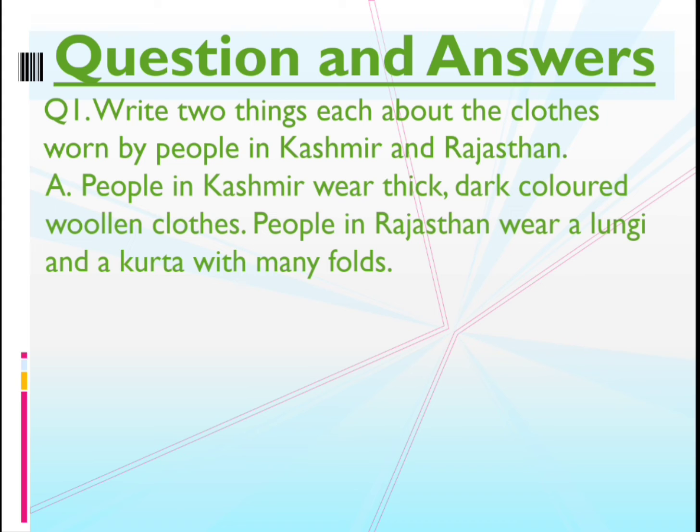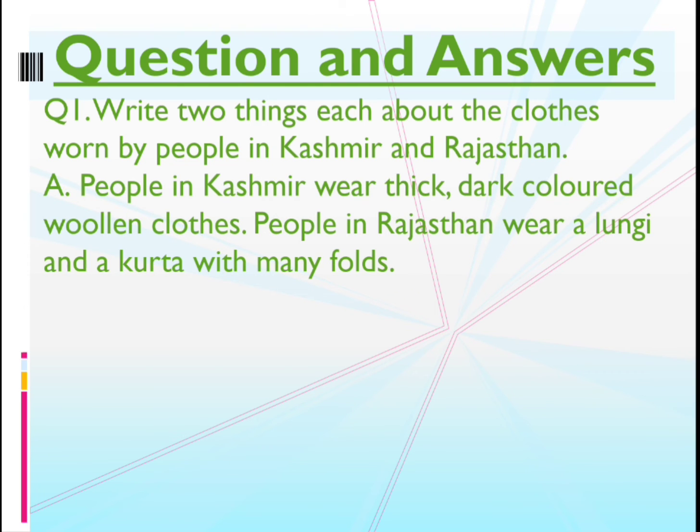Write two things each about clothes worn by people in Kashmir and Rajasthan. So in Kashmir, the climate is cold. So that's why they prefer to wear thick, dark colored woolen clothes. And in Rajasthan, there is a desert, so the climate is very hot. So they prefer to wear lungi and kurta with many folds.